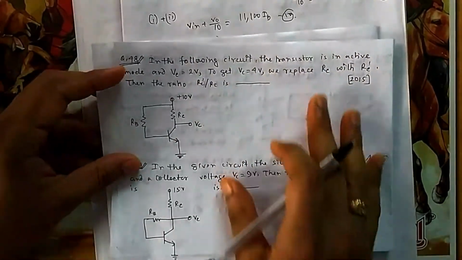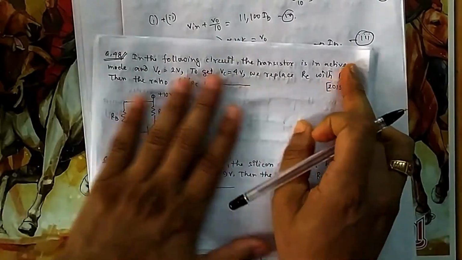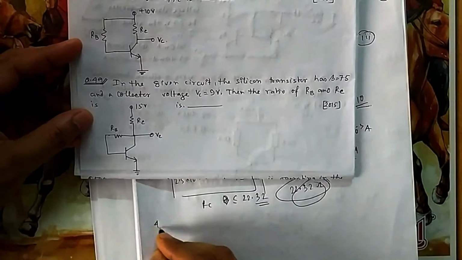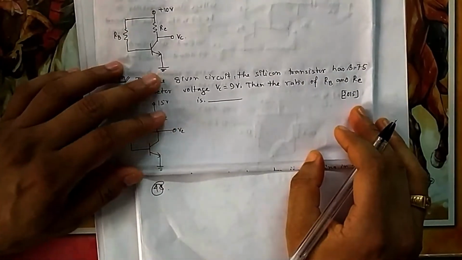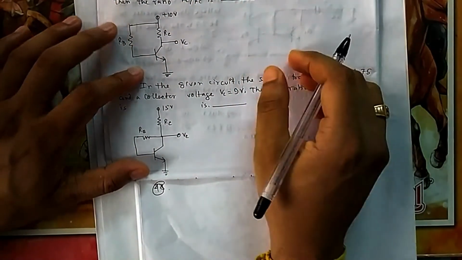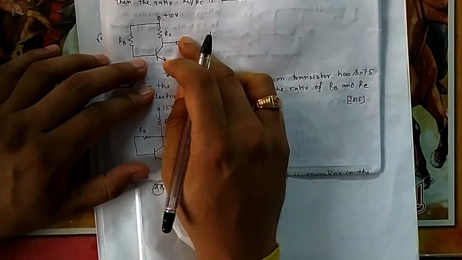If you see question number 48, in the following circuit the transistor is in active mode, VC is equal to 2 volt. To get VC equal to 4 volt, we replace RC by RC dash. What will be RC dash by RC? For that, the transistor is in active region, they have given active region, so that is good. So we can use all our formulas. Now VC is equal to 4 volt, this is given.